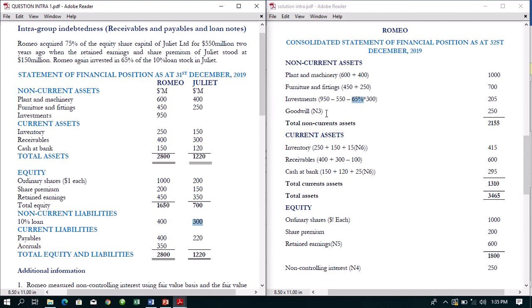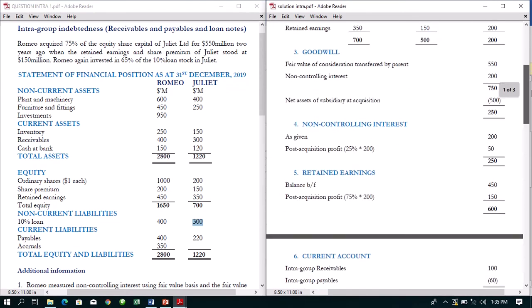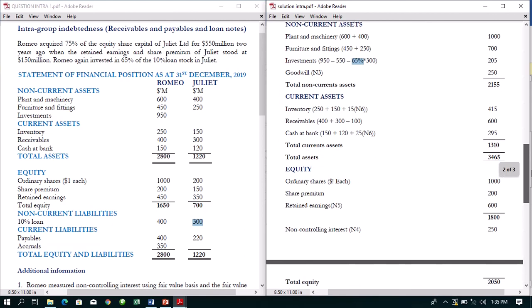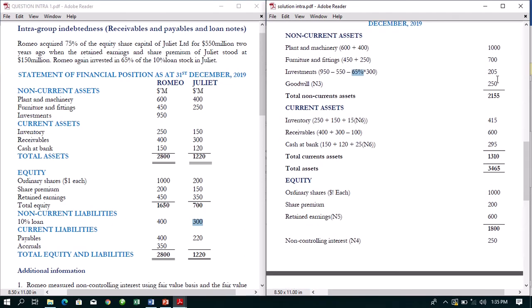So the next one is goodwill. As calculated in our note 3, our goodwill is 250, and as such we bring it in. My goodwill in note 3 is 250, giving me my total non-current asset to be 2155.